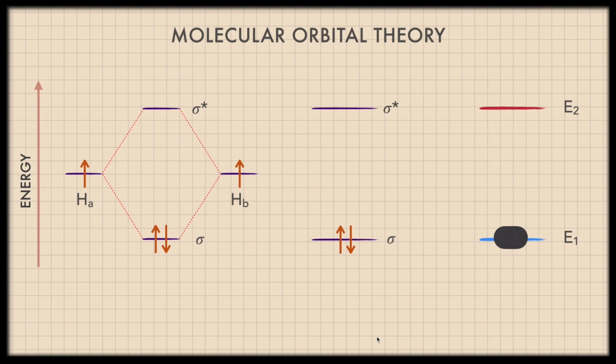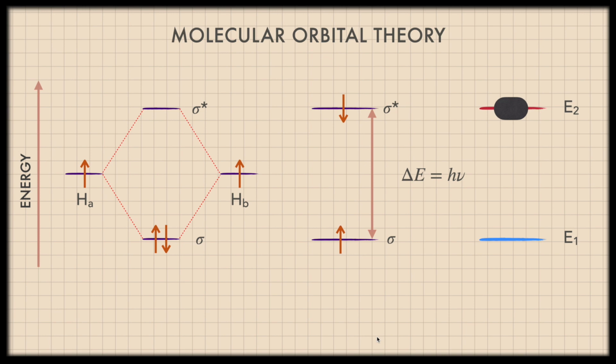Now what happens is that when energy is absorbed, the difference in energy between the bonding and the anti-bonding molecular orbital is equal to h nu. Here nu is the frequency of the radiation. If the frequency of radiation is equal to this difference in energy, then the electron can be excited to the higher state. So the electronic state goes from E1 to the excited state E2.